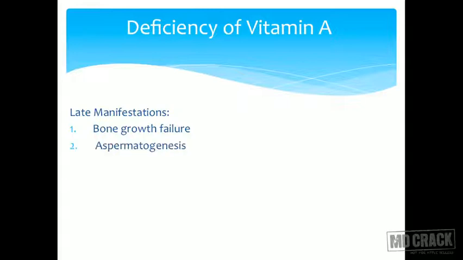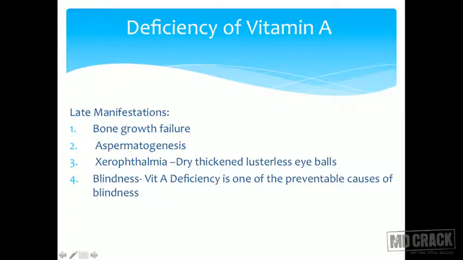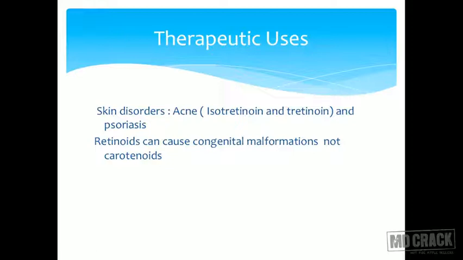Later manifestations will lead to bone growth failure, aspermatogenesis, xerophthalmia, that is dry, thickened, lusterless eyeballs, and blindness. Vitamin A deficiency is one of the easiest preventable causes of blindness. Vitamin A can just be supplemented and it will prevent blindness. It can also lead to follicular hyperkeratosis, that is corn-like masses.